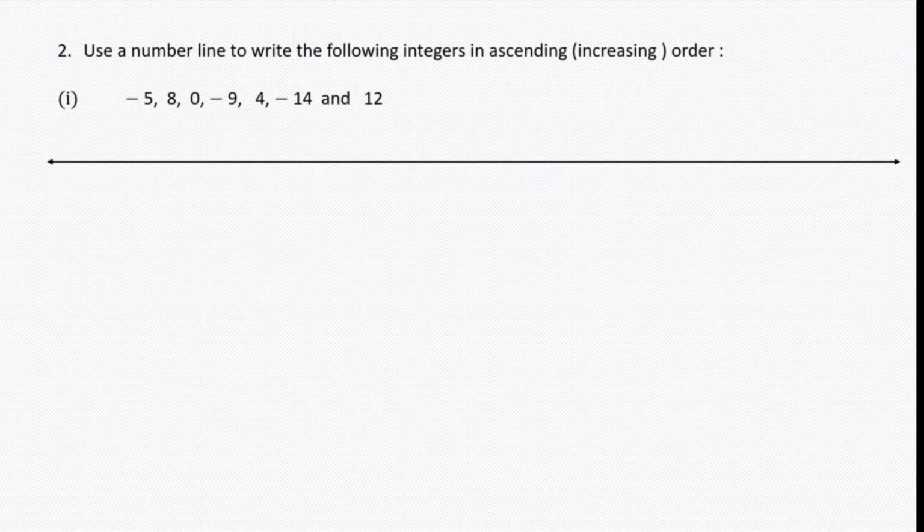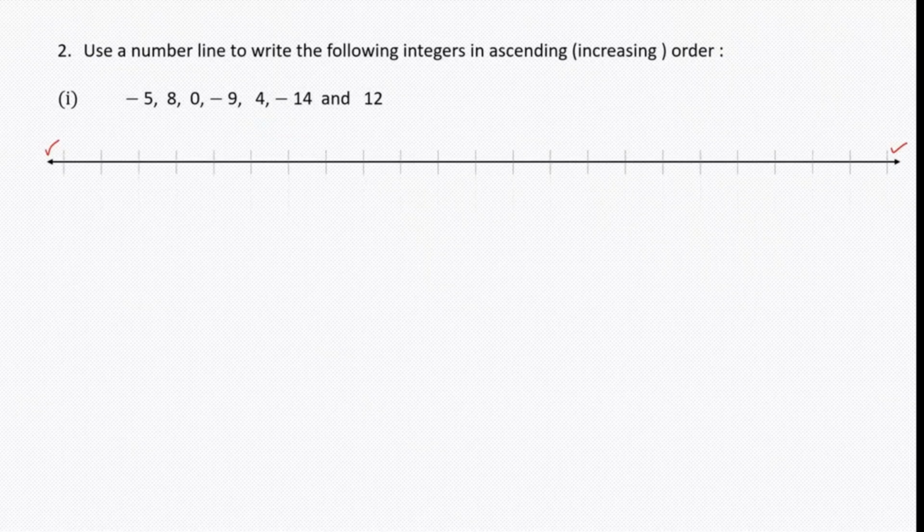An integer's number line will look like this. It will have arrowheads on both sides. If you can see, there's an arrowhead here and there's an arrowhead on the other side. Why do we have arrowheads on both sides? Because it tells us that the numbers continue on both ends. It keeps on going on both ends. Okay, so first step is to draw a number line like this.